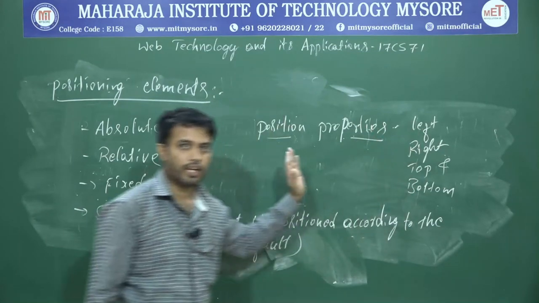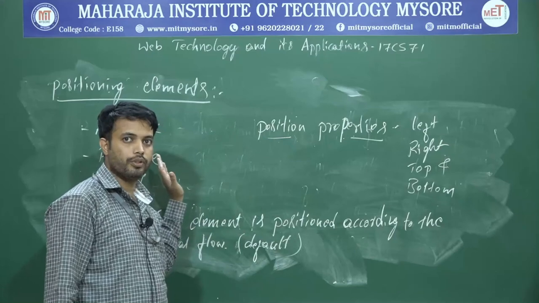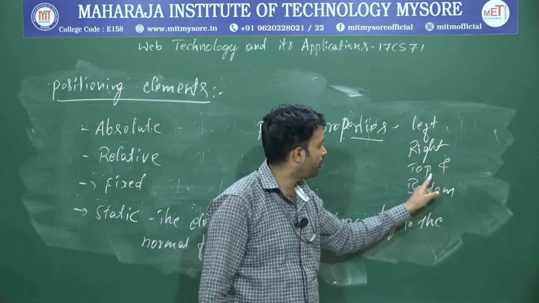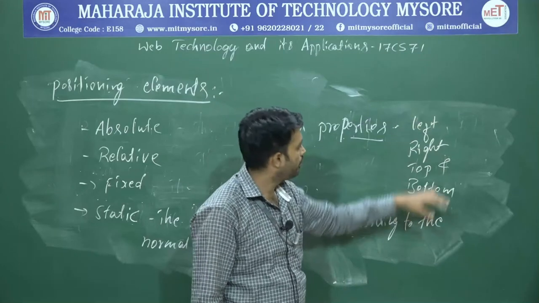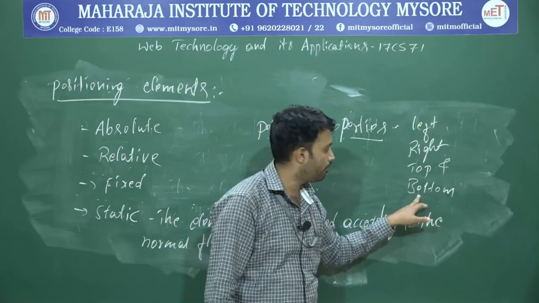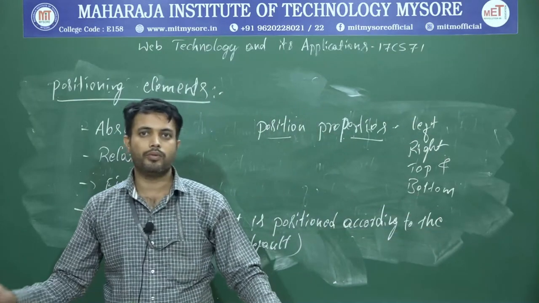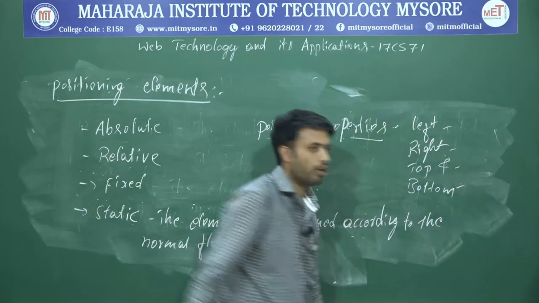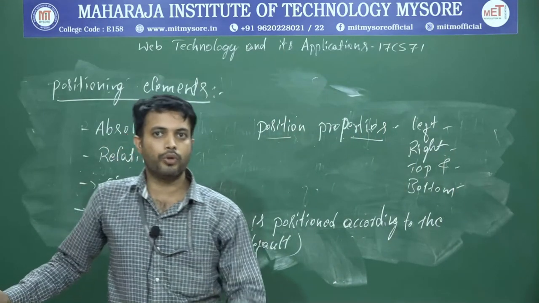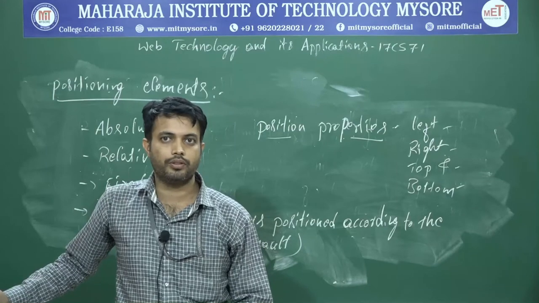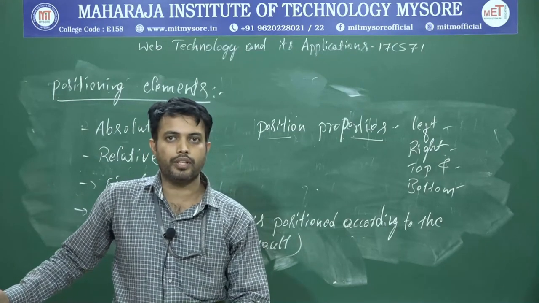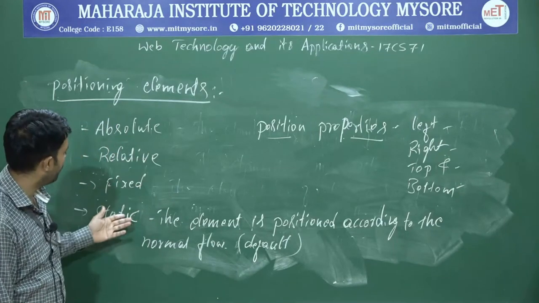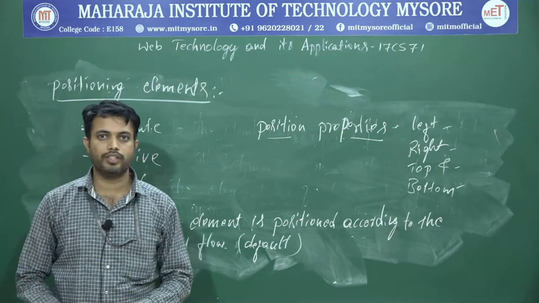Left means that element will be on the left side of your screen, right means the right side of your screen, top means at the top of that web page, and bottom means at the bottom of the web page. So we have these four properties in order to fix the position of an element on a web page. Let's move on to these positions one by one, absolute, relative, fixed and static, with examples.